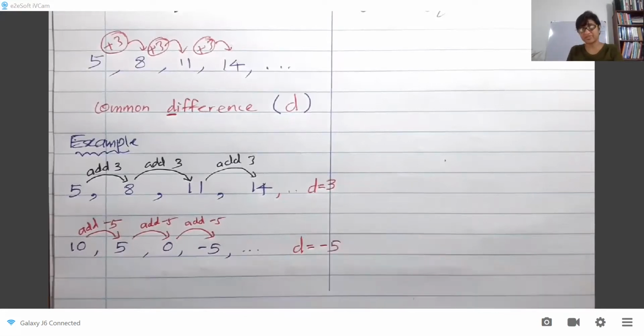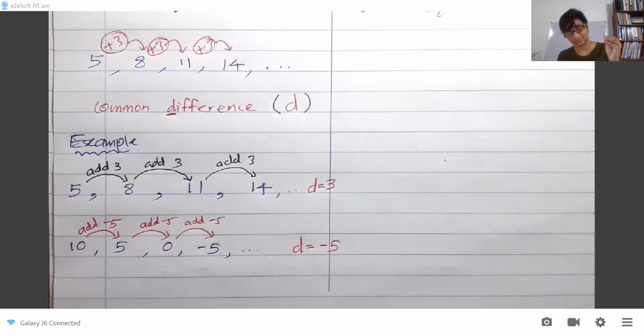So your common difference could be a negative number. If it's a negative number, what that means is your numbers go down, they decrease. If your common difference is positive, your numbers increase. You're adding a positive number each time, your numbers grow. If the common difference is negative, your numbers get smaller and smaller, right?